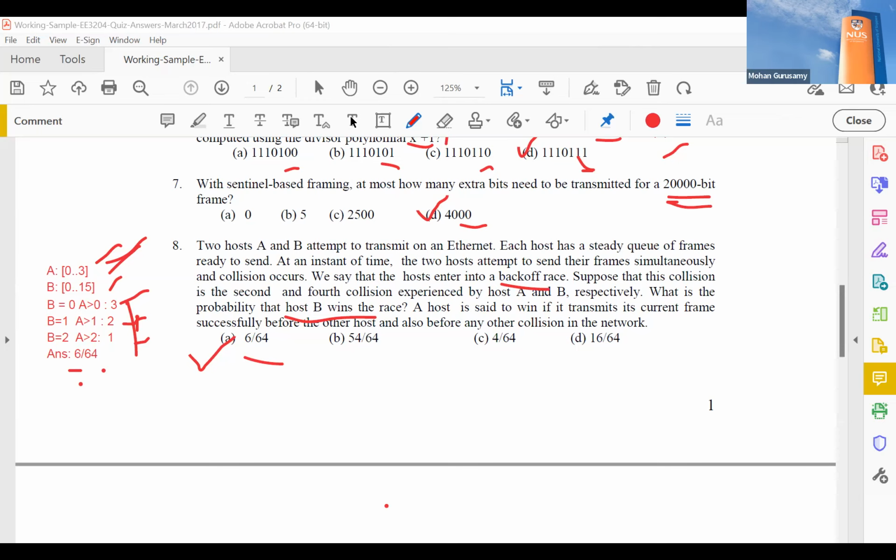There's a question by Brian: how do we get 0 to 3 and 0 to 15? According to this method, it depends on which collision it is. If it is the second collision, the range is 0 to 2 squared minus 1. It's exponential backoff, so 2 squared minus 1 is 3, giving 0 to 3. If it is the fourth collision for B, it is 2 raised to the power 4 minus 1, which is 15. That's why B chooses a random number from 0 to 15. It depends on the collision count. Is that clear?